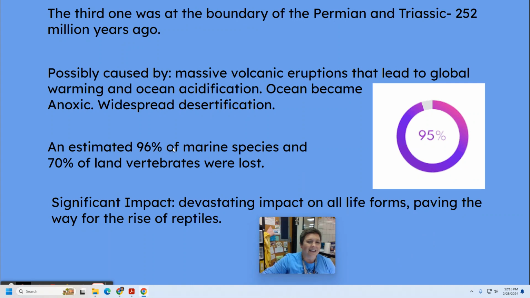An estimated 96% of marine species and 70% of land vertebrates were lost, which is, this number is crazy. 96%. I mean, it's amazing that we still have anything left after that, right? And then this was a really devastating impact on all life forms. And this mass extinction really paved the way for the rise of the reptiles.